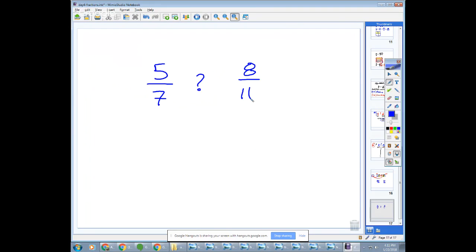Good. Cross multiply on this and see what happens. So if we try that technique, we're going to say take 11 times 5, that is 55. Take 7 times 8, that is 56 on a good day.